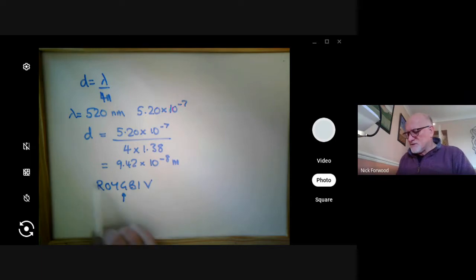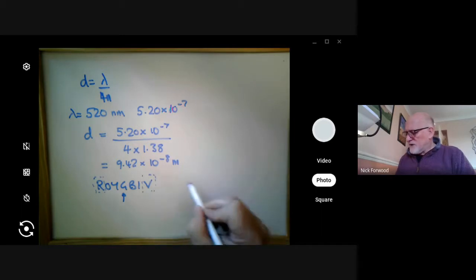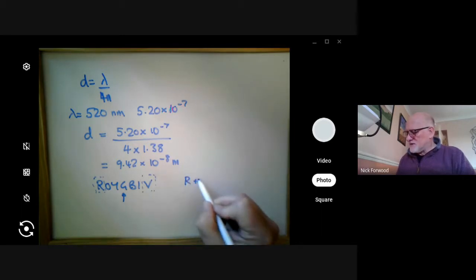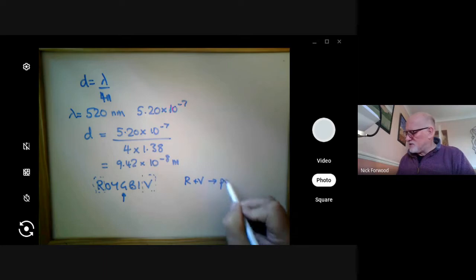So to make it a simpler definition, we'll say we cut out most of the light in the middle. We're left with a bit of light here, which is red and violet, and red and violet added together give a sort of purplish color.